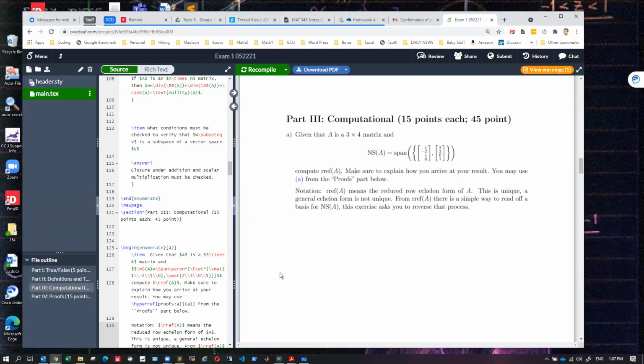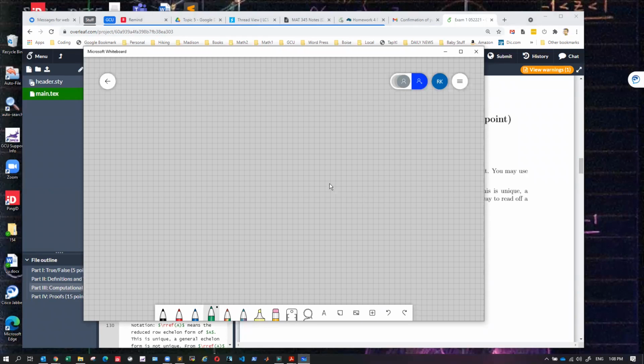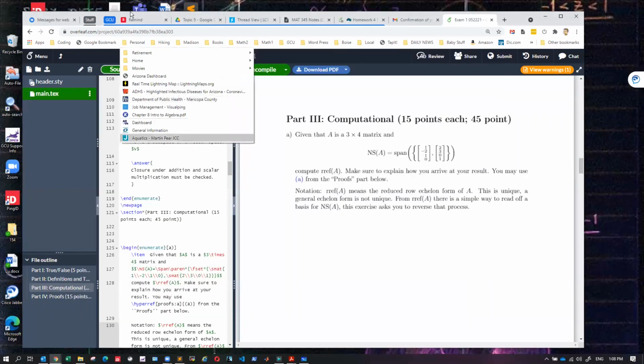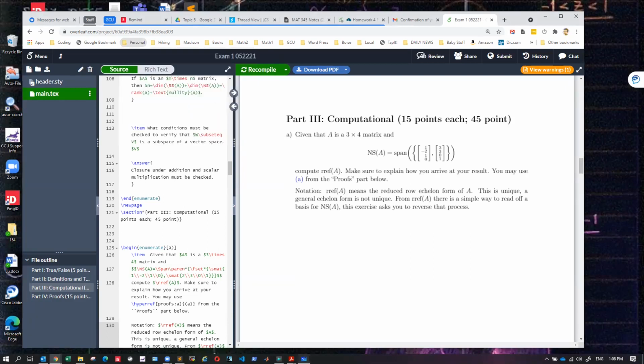You have to be a little bit careful. You have no idea what A is, right? But yes, of course, the reduced row echelon form. It could be anything. So that's essentially right. What you just said is basically it.